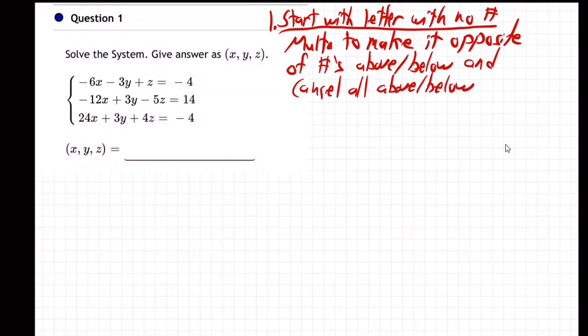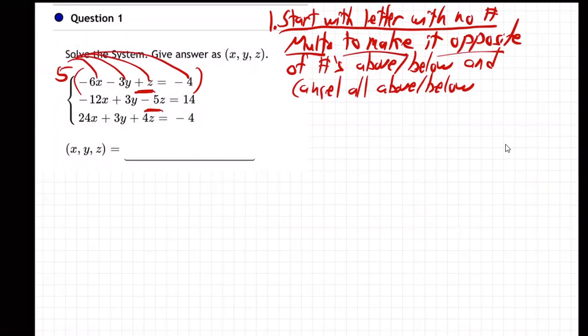Does that make any sense? In other words, I'm going to use this guy, and I'm going to cancel out this guy and cancel out that guy. That's the plan. I'm going to use that z that's up there, and in two separate steps, I'm going to cancel the z's down below. So how am I going to do that? Well, it says you multiply to make it the opposite. So first off, I'm going to take this equation and multiply through by 5. That'll make it 5z, which is the opposite of minus 5z.